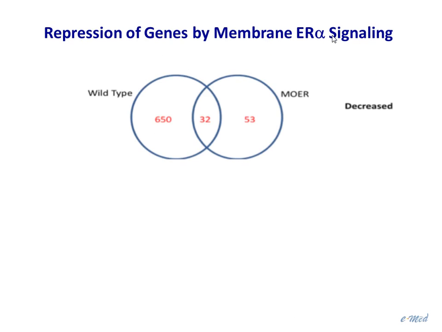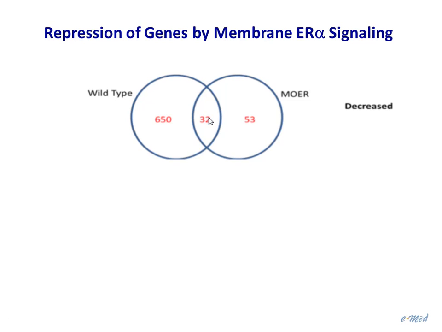What did we find? A lot of lessons. The first lesson, just looking at repressed genes, 650 genes are repressed in wild type, only 53 in membrane only. So you need the nuclear ER alpha for the ability of estrogen to repress genes in hepatocytes. Lesson number one. Lesson number two, there are 32 genes that are comparably regulated in the membrane only and wild type and completely absent from regulation standpoint in the ERCO.